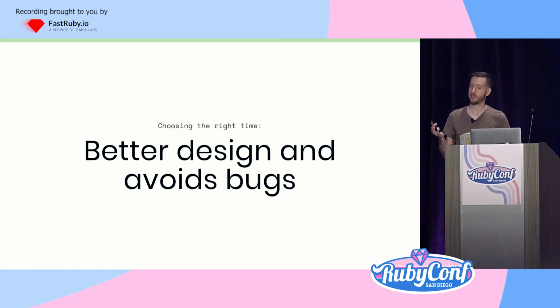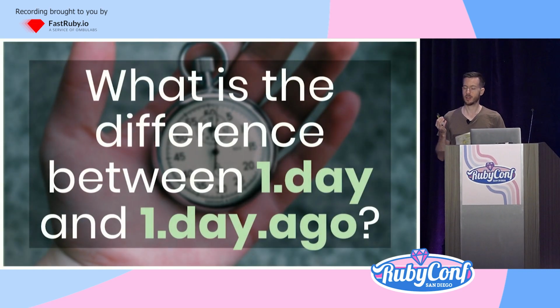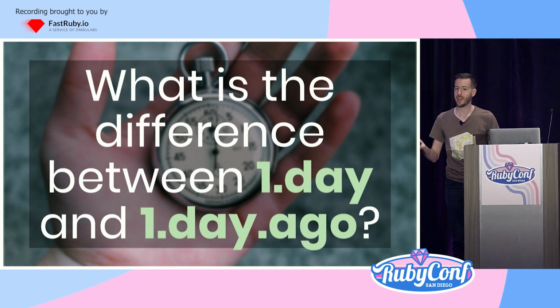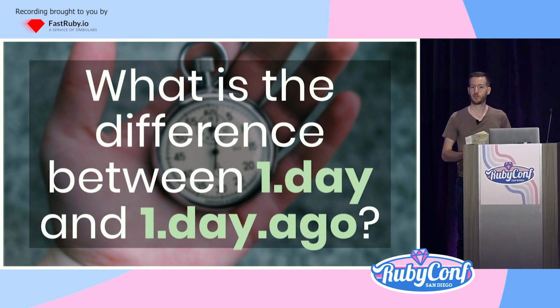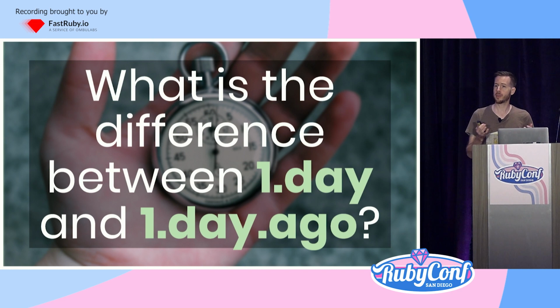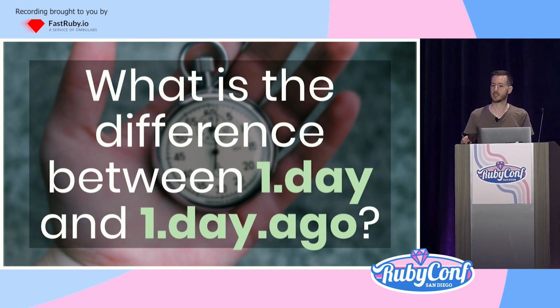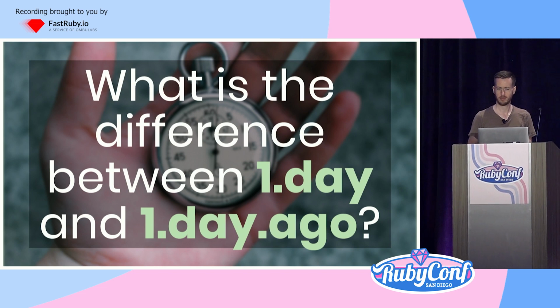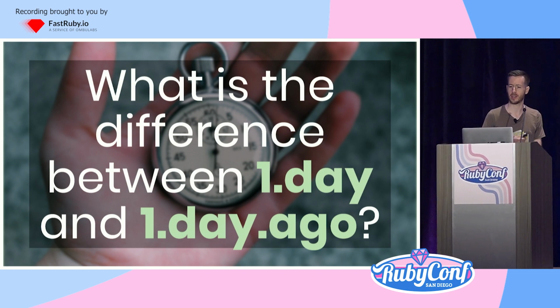A classic example of this is the difference between the code 1.day and 1.day.ago. If you have a method and you want to pass an argument a piece of time, you have to choose. Do you pass 1.day or 1.day.ago? Well, not only are these two different times, they're two fundamentally different kinds of time. So what's the difference between 1.day and 1.day.ago?